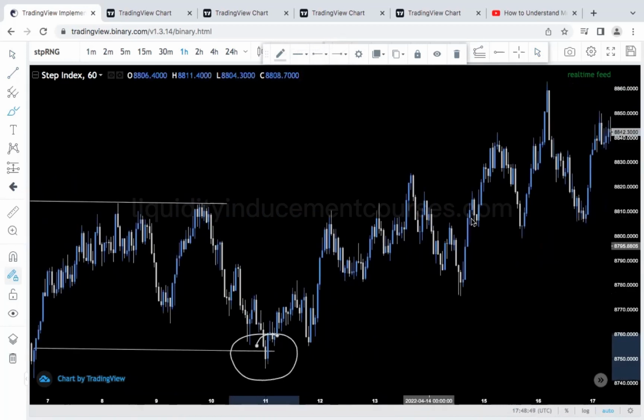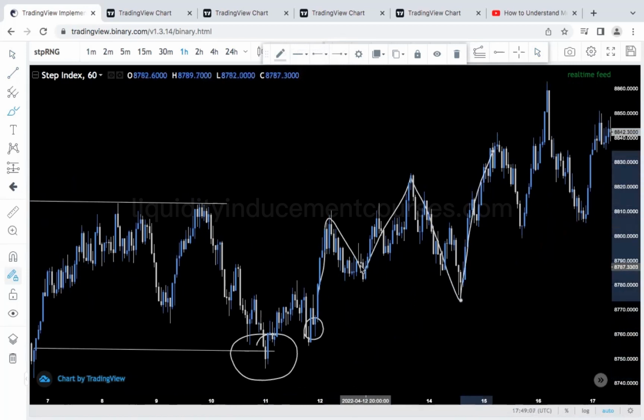So let's trace the journey of price or market structure from this point. So this became our new high. Let's jump market structure very quickly. And we had this move down here and continued upward.